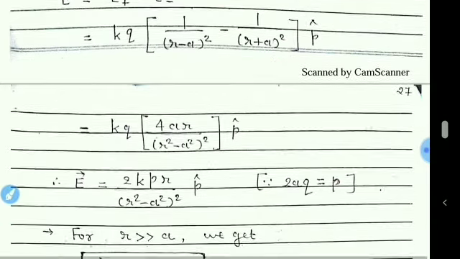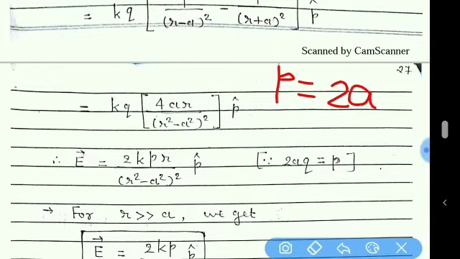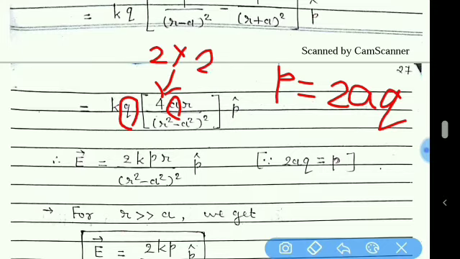Now we know that the electric dipole moment p is equal to 2aq. So here also you can see there is q, there is a, and here 4 means it is 2 into 2. So you can get 2aq. In place of this 2aq you can put p.